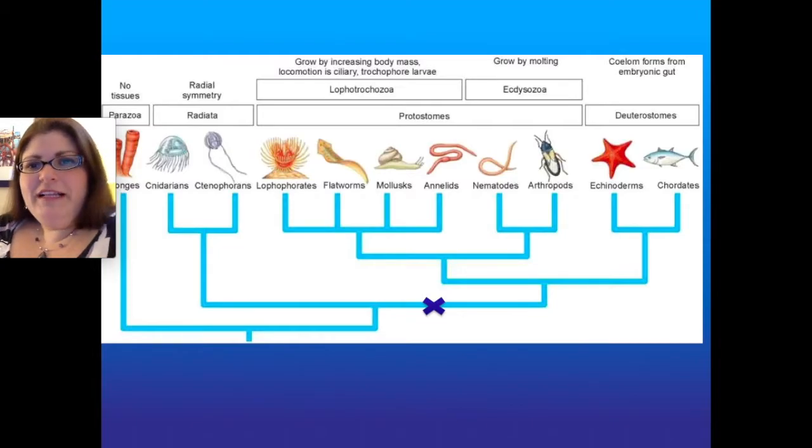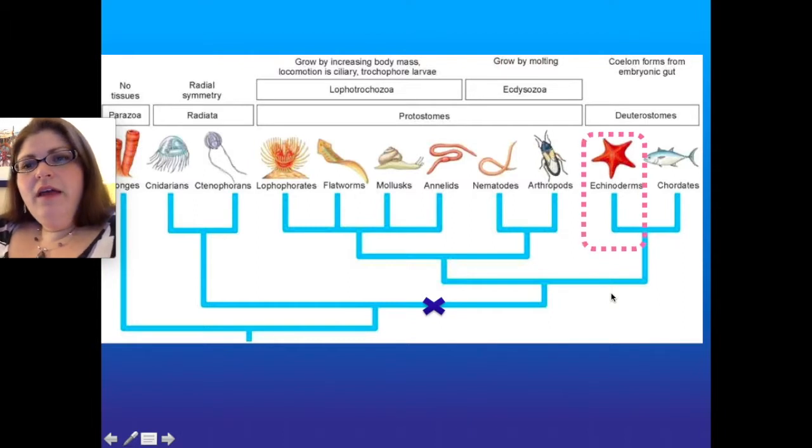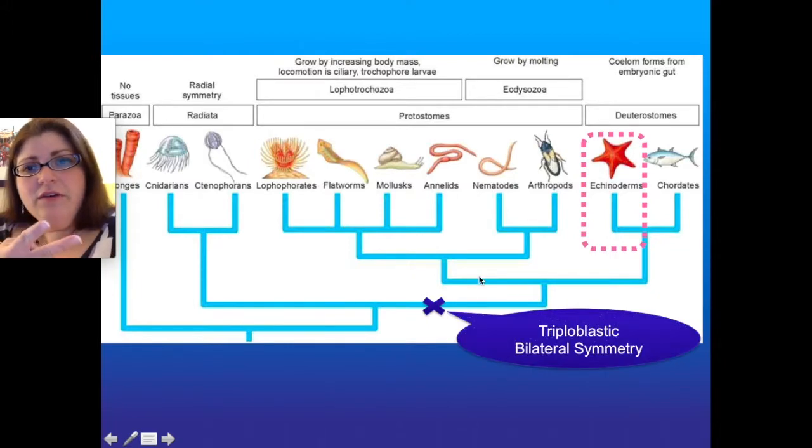So here's our animal cladogram. Notice the echinoderms right here. And as you notice, there's a couple things I'm hoping you're noticing. Number one, as part of being right here on our cladogram, that includes this clade. That clade, if you recall, is bilateral. So they have two main derived characters. The first of which is that they're triploblastic. That's easy enough to follow. But the second is that they have bilateral symmetry.